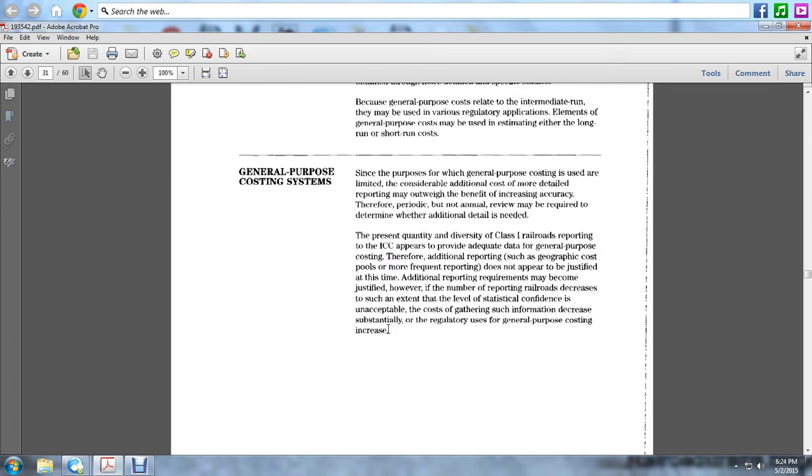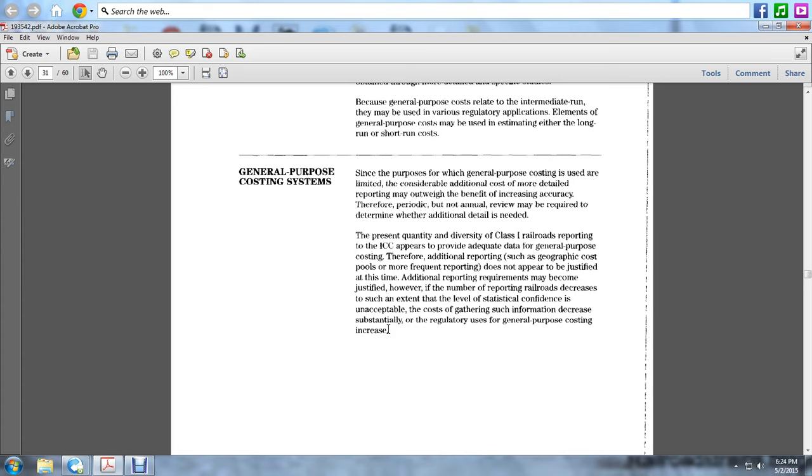General purpose costing system. Since the purpose of general purpose costing is used and limited to considering accounting costs, considering additional costs and more detailed reporting may outweigh the benefit of increasing accuracy. Therefore, periodic, not annual, review may be required to determine whether the additional detail is needed.